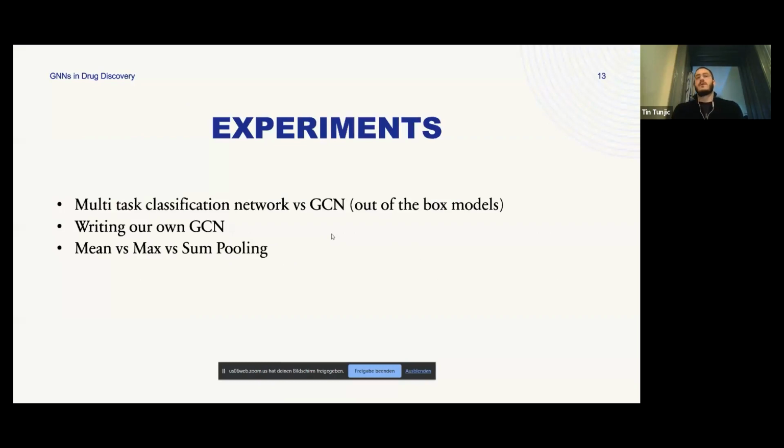Now, today, the experiments that we're going to do are, first, as I said at the beginning, how different the prediction is when it comes to a multitask classification network and the graph convolutional network. Those are all out of the box from one library called DeepChem. Then afterwards, we're going to write our own graph convolutional network. And afterwards, we're going to see how different pooling techniques, meaning the mean, max, and sum pooling, actually affect the prediction of the model.